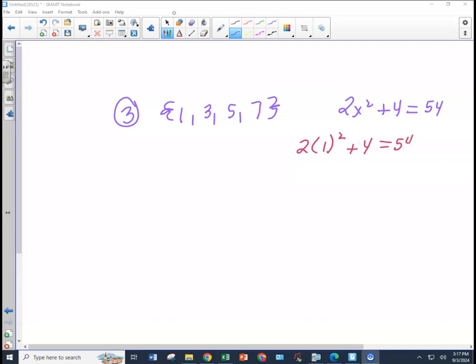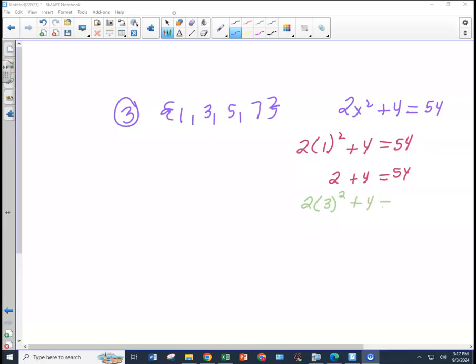So first we do parentheses, nothing to do in there. Next we use our exponents. 1 squared is 1. 2 times 1 is 2. 2 plus 4, is that close to 54? No. So go to the next one. All right, so let's do 2 times 3 squared. Sorry, the green's not showing up. I'm just trying to do different colors so you can see me change my position.